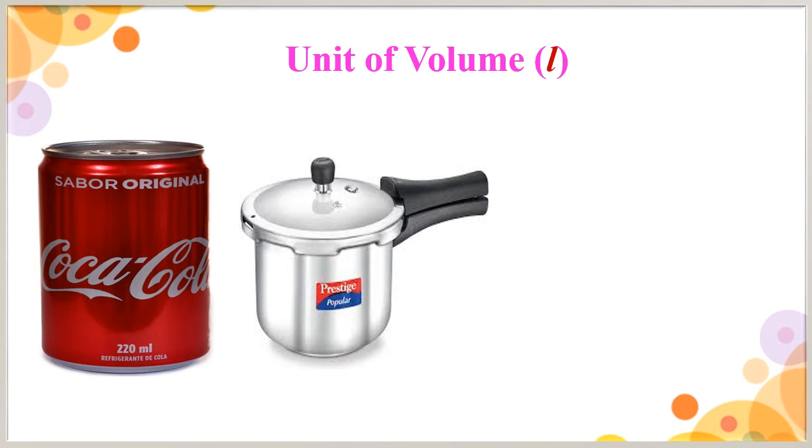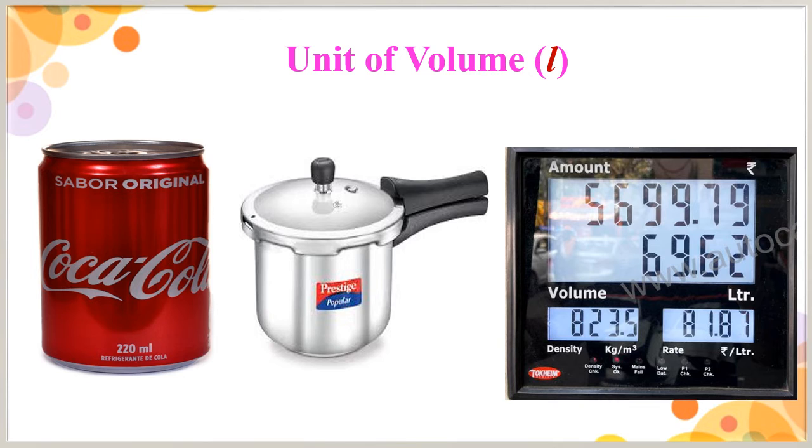Then here look at this cooker. That contains 1 liter, which means that is a 1 liter cooker. Then look at this panel. It indicates that is petrol. That is the rate, 81.87 per liter, and 69.62. So here everything is measured in liter, isn't it? So the basic unit of volume is liter.